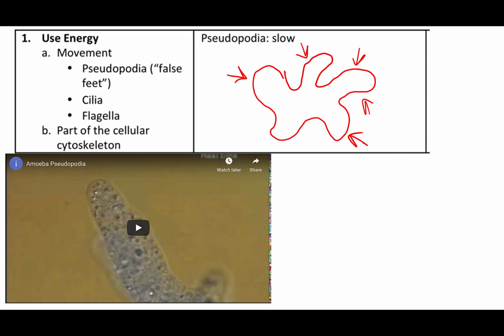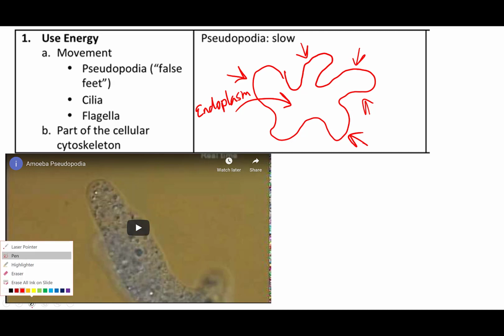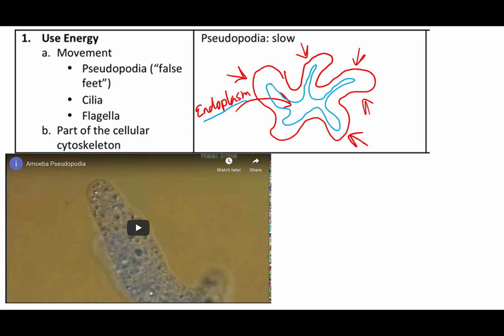So remember, there is the endoplasm towards the inside of all of these. And then you've got the ectoplasm, which is kind of on the outside. So it's differentiating the types of cytoplasm that it has.